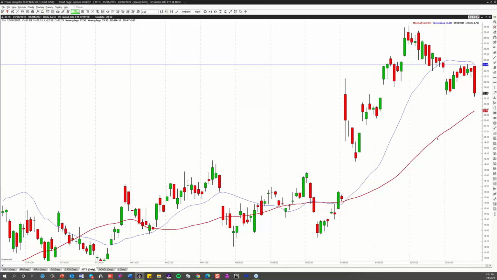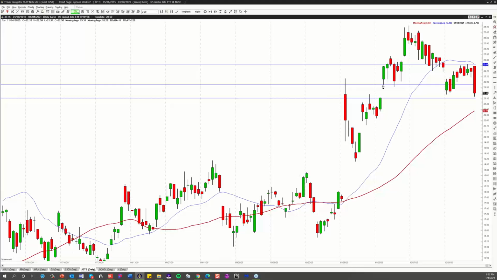And where are we looking for support? Not surprisingly, here we have, notice, this rising window. Here's the top of the rising window. But remember, where did I say the most important support is with a window? With a rising window, it's the bottom of the rising window.